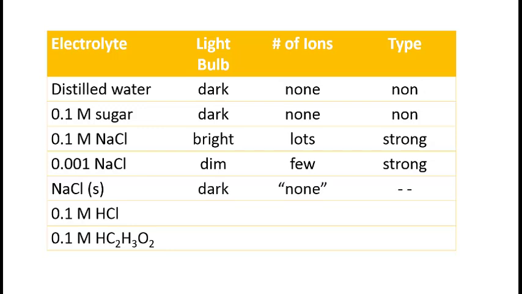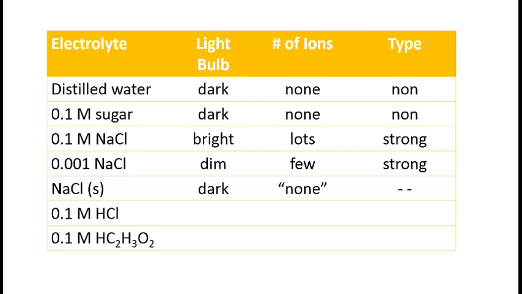Solid sodium chloride did not produce any light from the bulb. We might conclude that there are no ions present, but really we should conclude that there are no mobile ions present that are free to move around in the jar. That is because in the solid, the ions are locked in place in the crystal lattice. So to avoid any confusion, let's not classify this one.